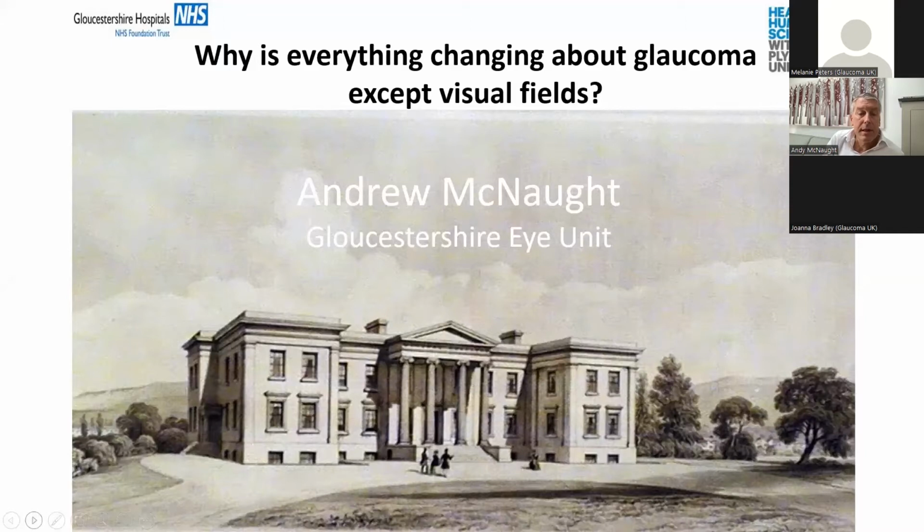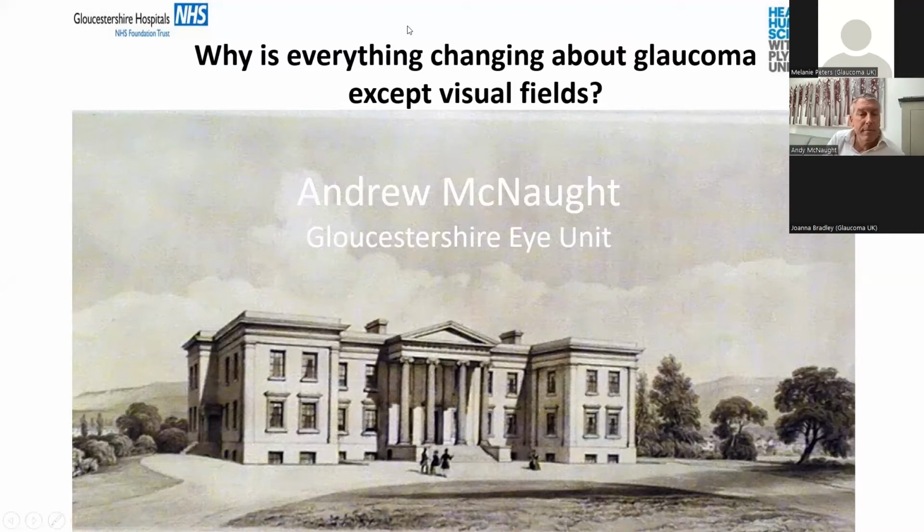Great. Yeah, so that's me. I work in Gloucestershire. That's an old print of Cheltenham General Hospital in about 1850 when it was built. It's had a lot of new bits put on since then, but it's a nice building. And that's where the eye department's based.